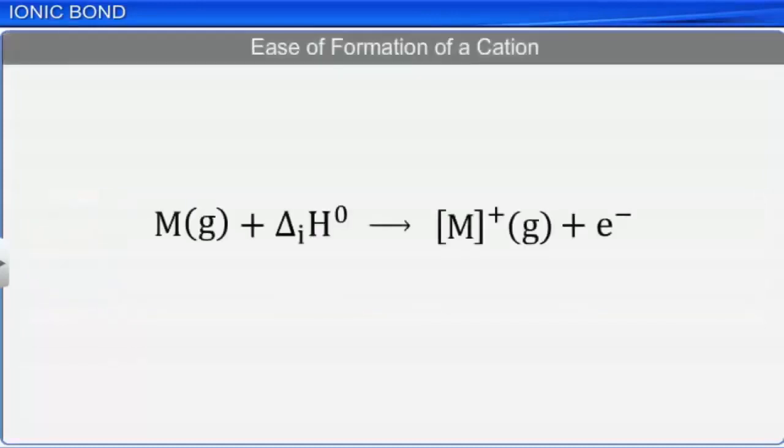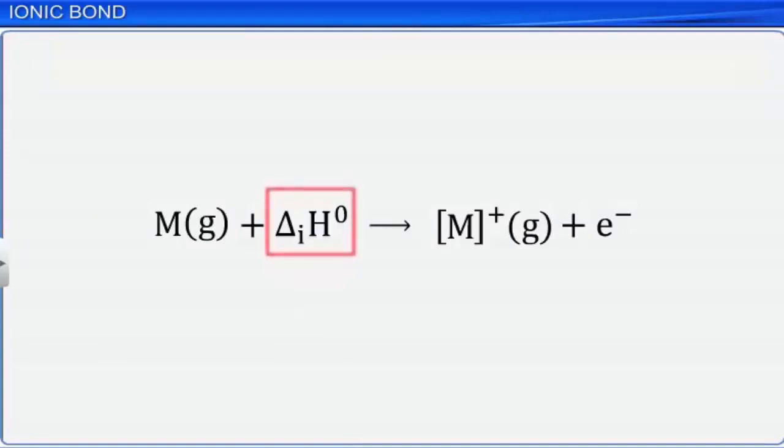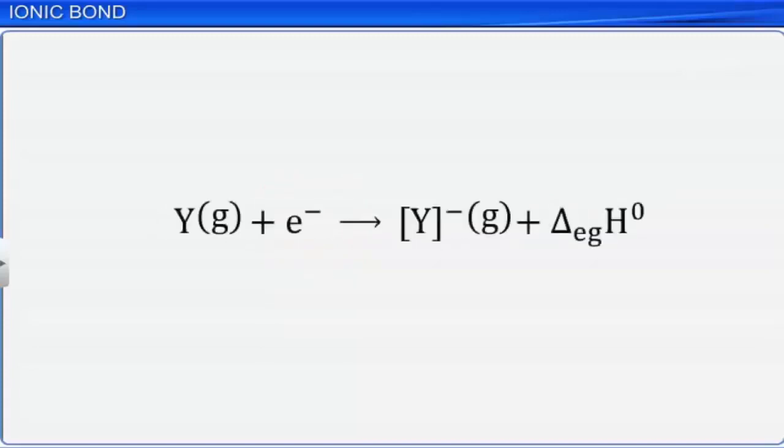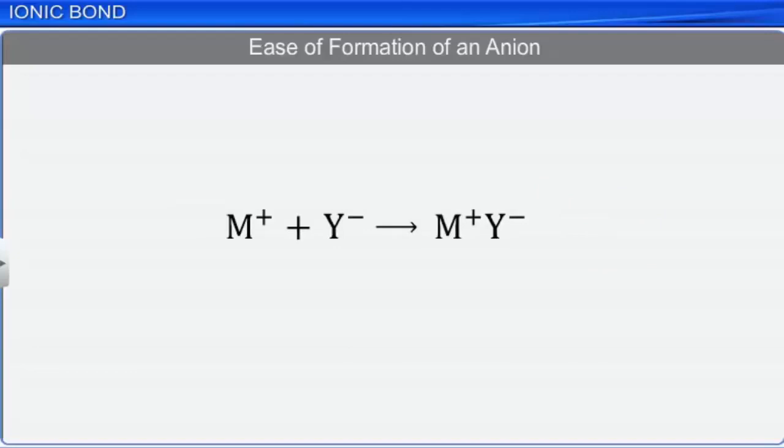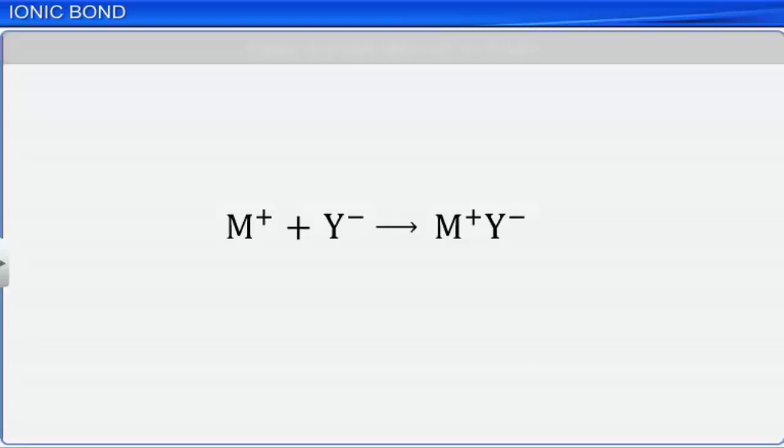The ease of formation of a cation depends on the magnitude of the ionization enthalpy. Lower the ionization enthalpy, easier the removal of electron, and hence greater is the ease of formation of cation. Similarly, the ease of formation of an anion depends on the magnitude of the electron gain enthalpy. More negative is the electron gain enthalpy, greater is the ease of formation of the anion. Hence, we can conclude that lower the ionization enthalpy and higher the negative value of electron gain enthalpy, greater is the ease of formation of an ionic bond.